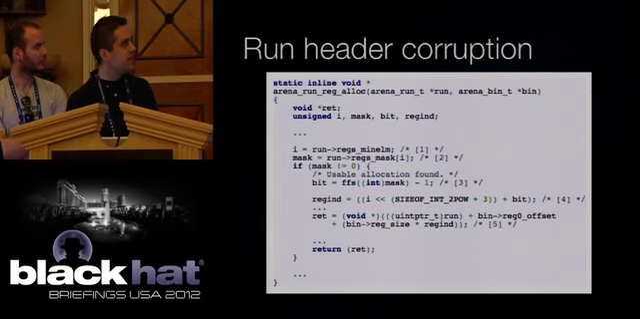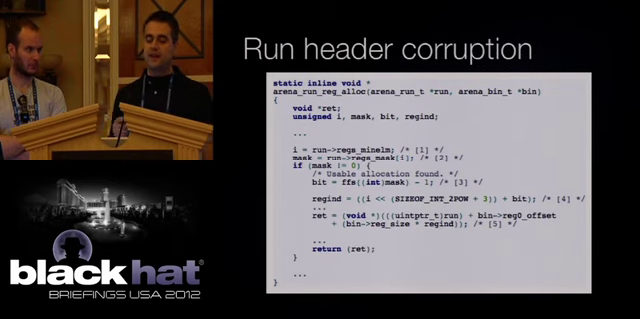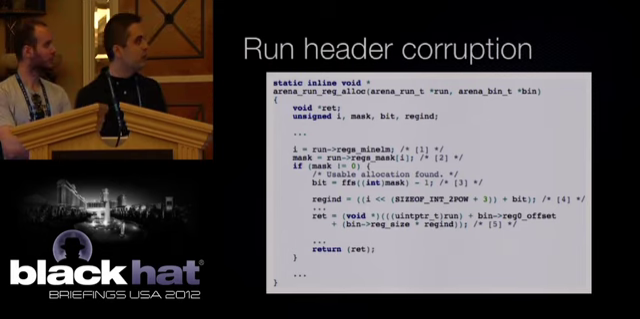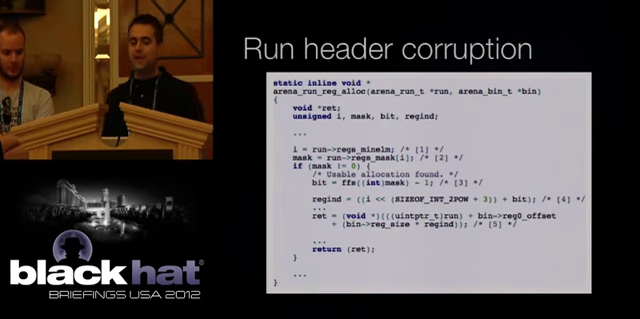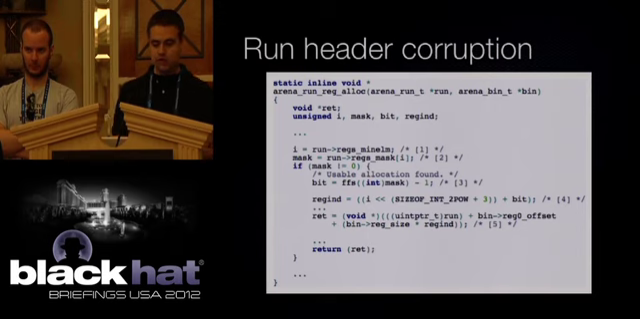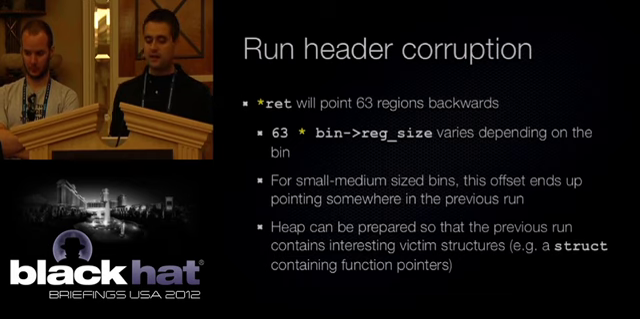Then this arithmetic that happens here basically is done by jemalloc to locate the next available free region on the run. But since we control this element here, we are able to make it return a region that is basically 63 slots backwards. But this obviously depends on the size of the region that the specific run is handling.